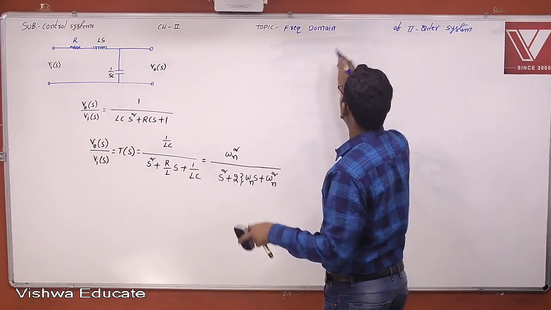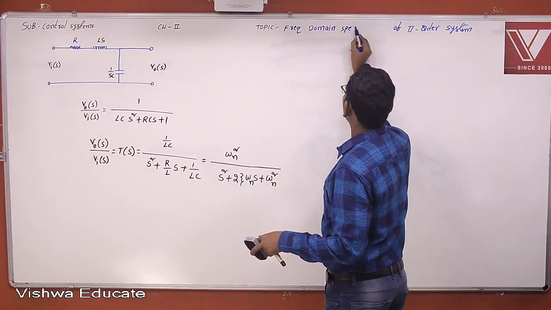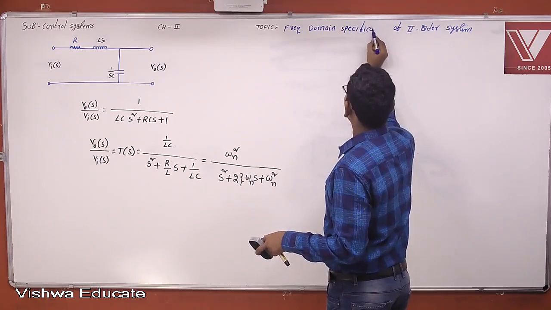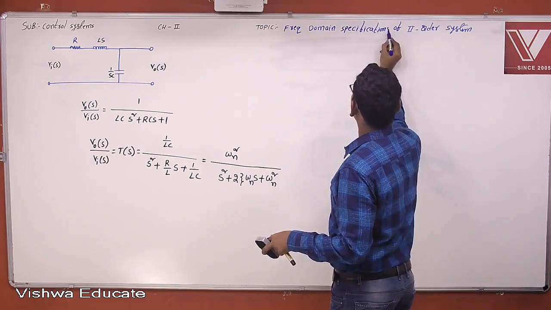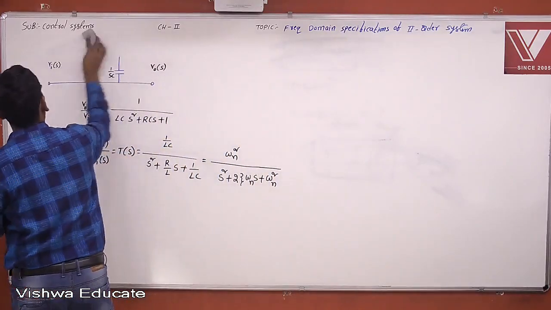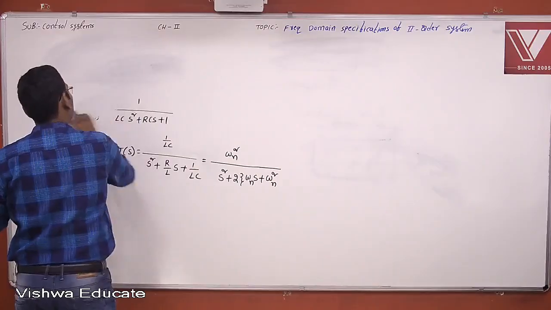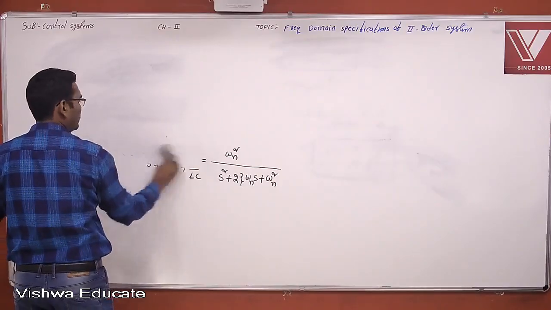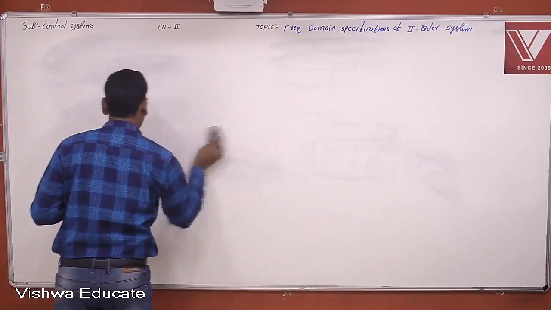Now we'll see the frequency domain specifications of a second order system. Okay. Now this is the standard second order system. There is a big derivation here, but we can see the result without the derivation also.